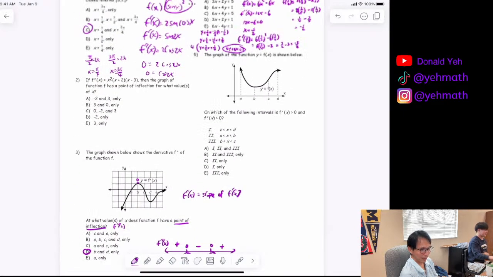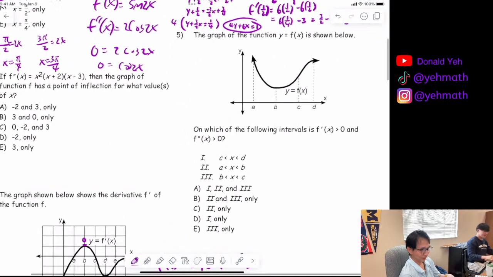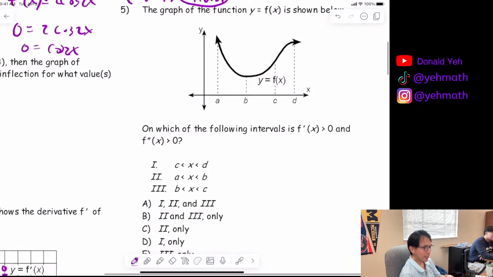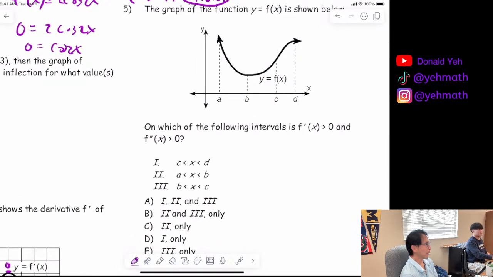Okay, next question. Okay, this is the question we want to analyze. But the problem is this graph is not giving you f prime of x. This graph is giving you f of x. So what did you guys come up with as the answer? Catherine says E.